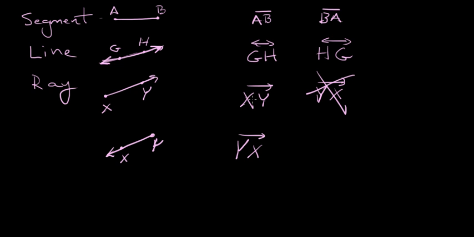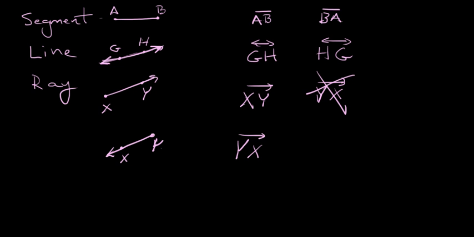You can't just turn the ray around and write it with the ray going that way. The ray has to be going this way when you name it. So you start at Y. Y is the endpoint of that ray. So this is how you name a segment, line, or ray.